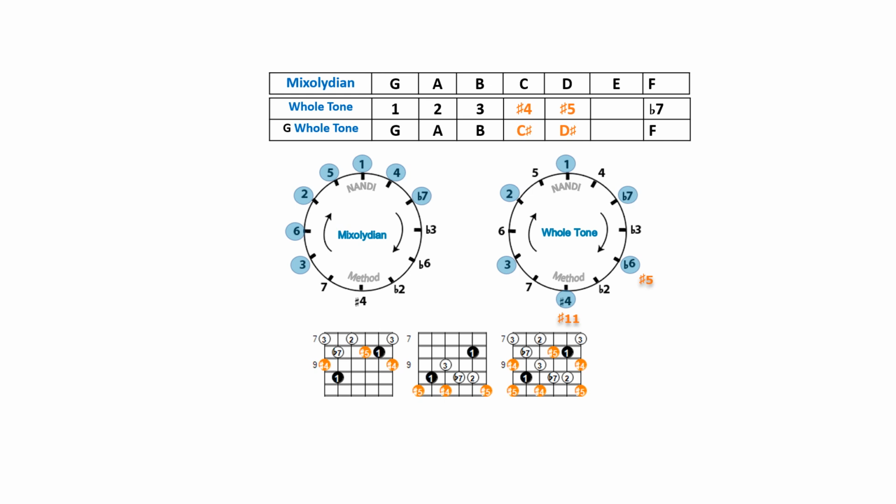Instead, in the whole tone scale, we move down a whole step, from 3 to 2 to 1 to flat 7 to flat 6, and then to sharp 4. The flat 6 is equivalent to sharp 5, and the sharp 4 is the same as sharp 11.